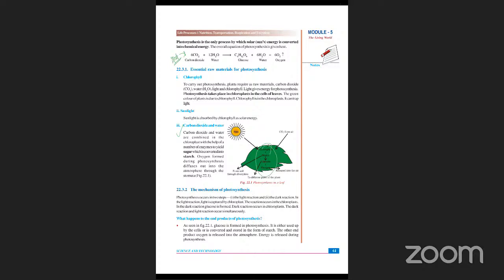Now, in the mechanism of photosynthesis, read this. Photosynthesis can occur in two steps: one, the light reaction, and two, the dark reaction. In the light reaction, light is captured by chloroplast. The reaction occurs in chloroplast. In the dark reaction, glucose is formed. Dark reaction occurs in chloroplast. The dark reaction and light reaction occur simultaneously.